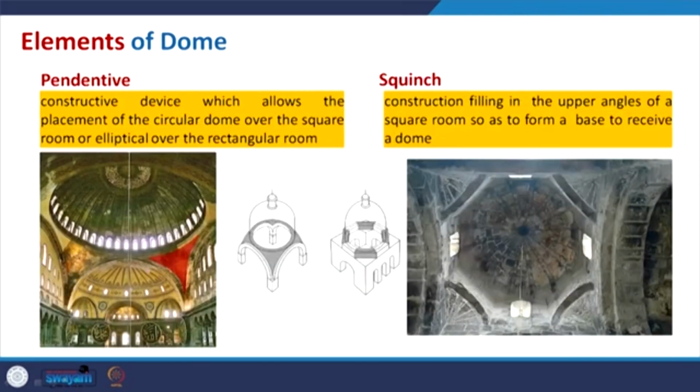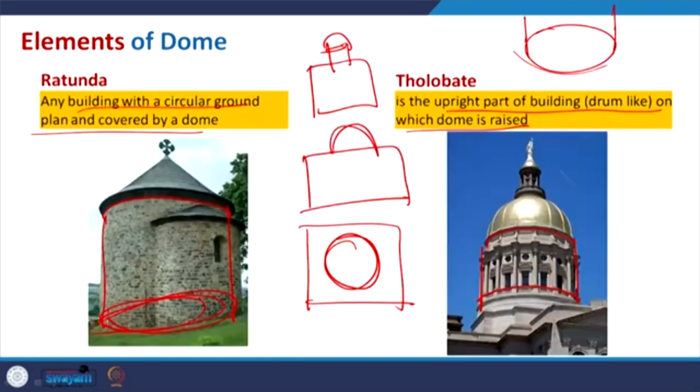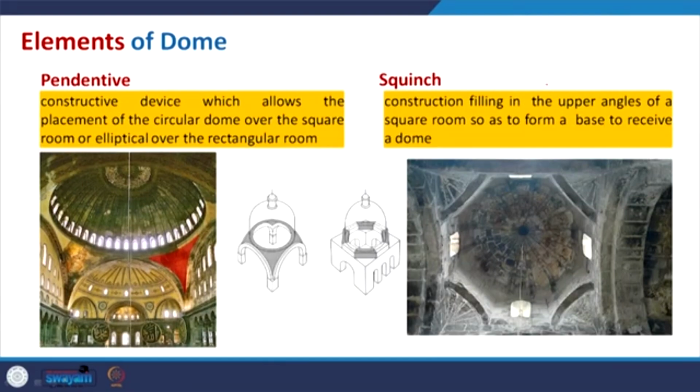Coming to the pendentive, which is also, alternatively, what we have seen called a drum. So, a pendentive is basically a constructive device which allows the placement of a circular dome on a square room. So, basically if you have some room like this, and you place the dome on top of it, you can take the midpoint of that, you can make the circle and you can make the dome. But now this particular portion has to be managed.